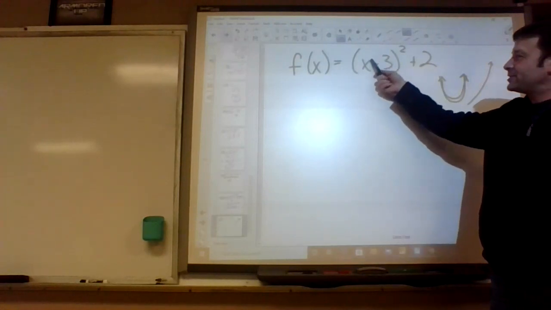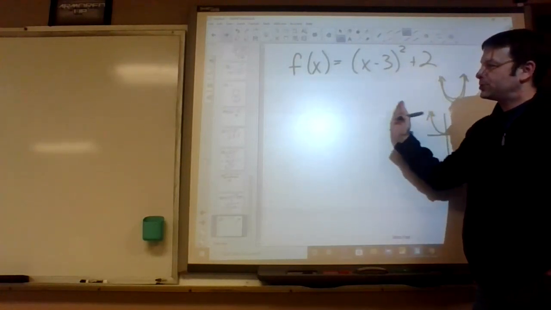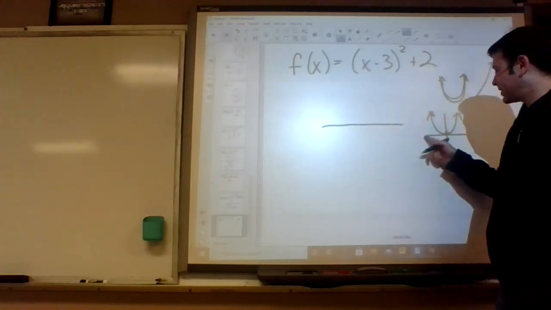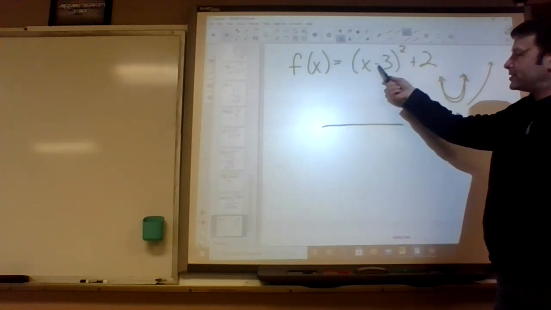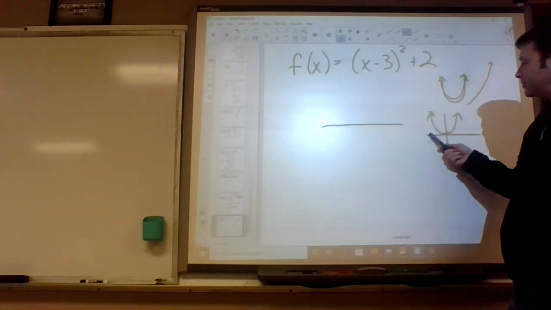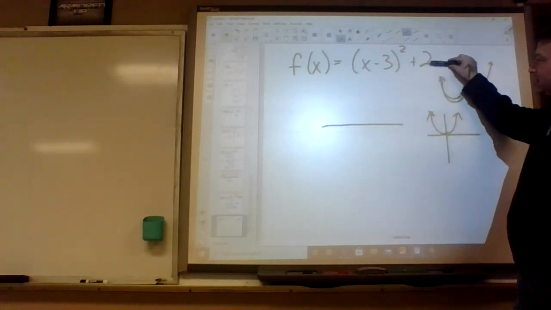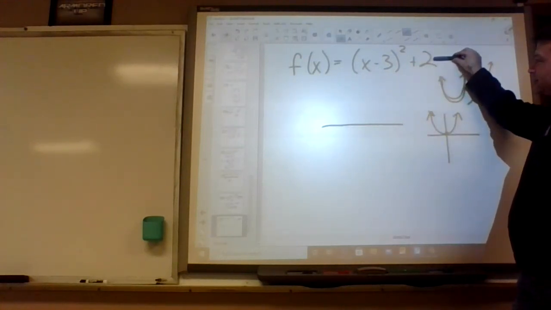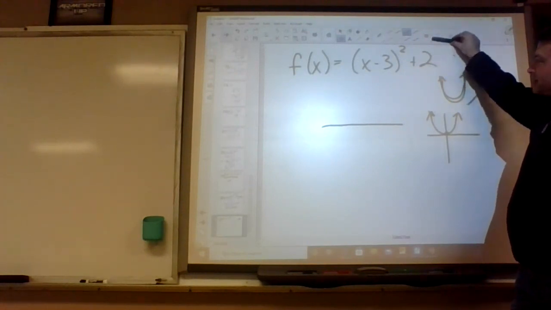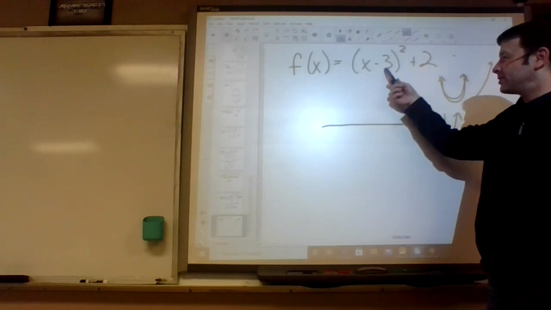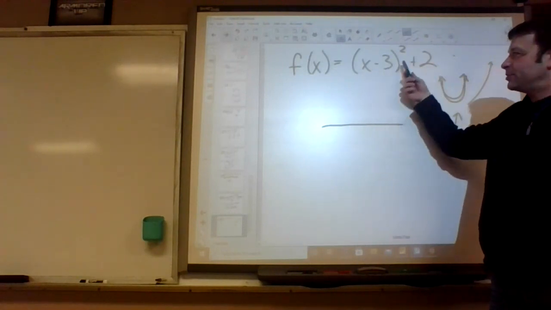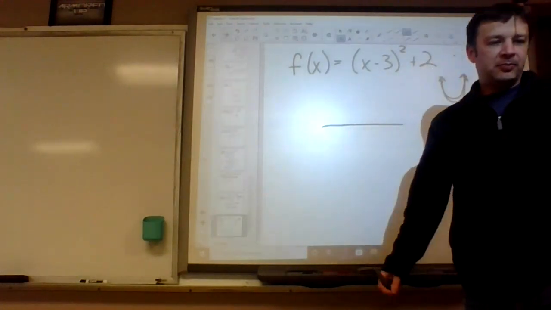So if it's on the x, it affects the x motion. This is the x-axis right here. But it does the opposite of what you might guess. If it says minus 3, instead of moving left 3, it moves right 3. This does exactly what you would guess. If it says plus 2, it does move the graph up 2. So the vertex would be at 3, 2, or the graph would move right 3 up 2. You guys remember that stuff?